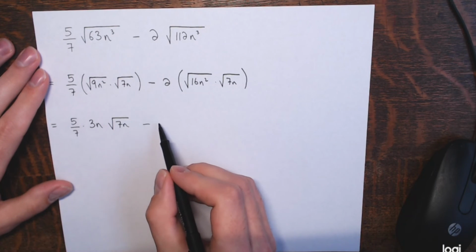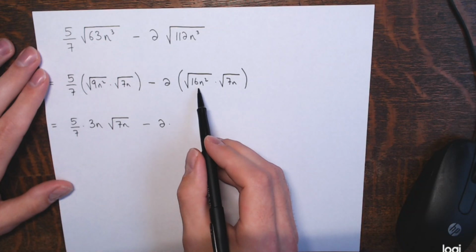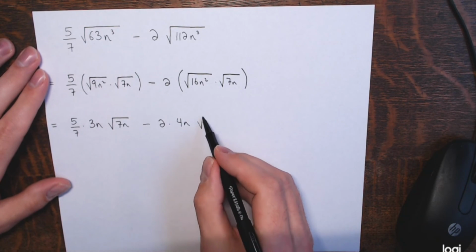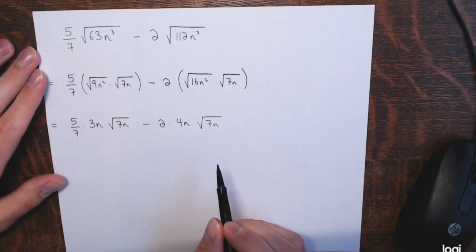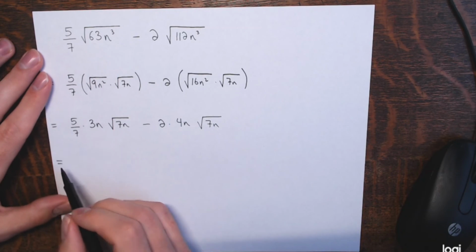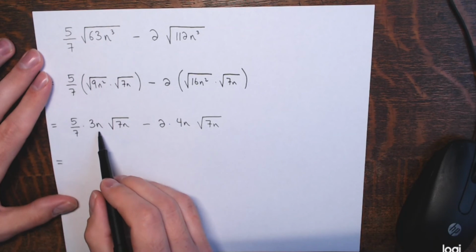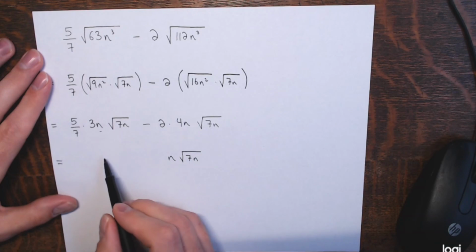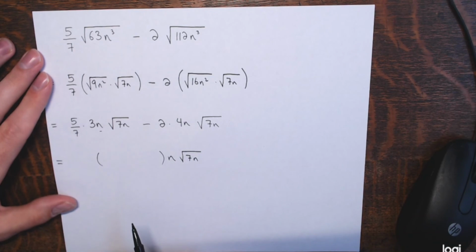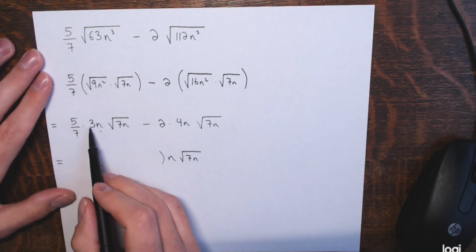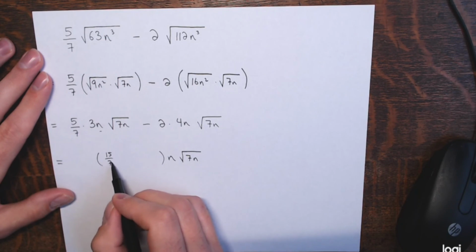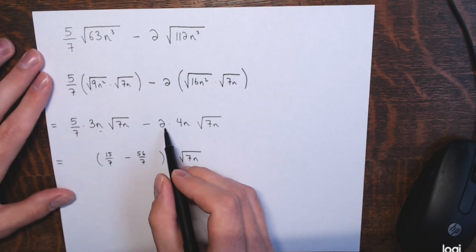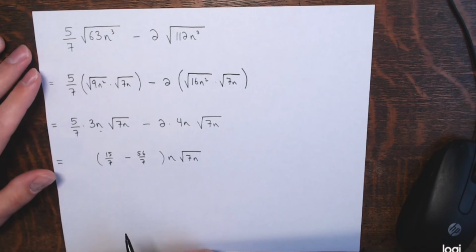Times the square root of 7n. Then minus 2 times the square root of 16n squared, which will be 4n. Again, no absolute value symbols, times the square root of 7n. And now if you look at both these terms, they both have this n times the square root of 7n, so I'm going to put that at the end. Factor that out. And then the numbers that you're going to combine: 5/7 times 3 is 15/7, and then minus 8, which is 56/7. Right, 2 times 4 is 8, but 8 is 56/7.